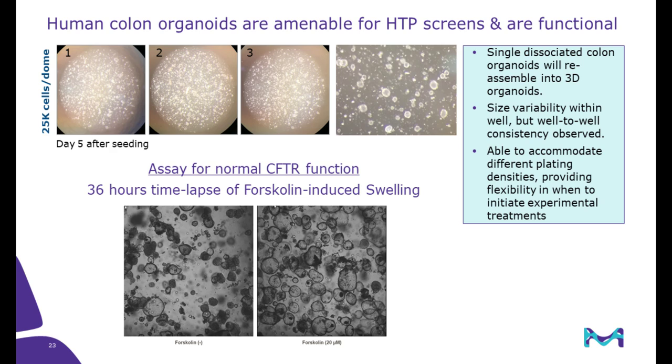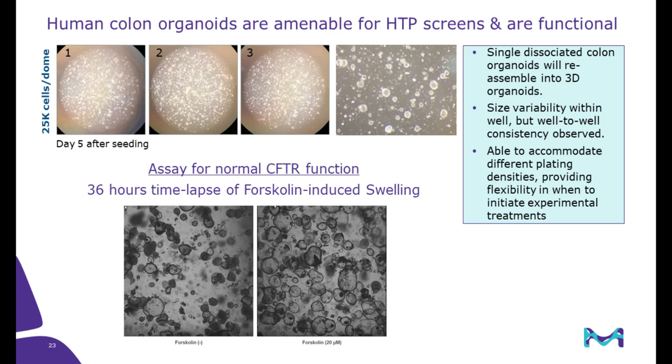For high throughput screens, it is important to have consistent well-to-well reproducibility. In this experiment, we dissociate colon organoids into single cells and plated them at 25,000 cells per dome. 5 days after seeding, we see that each well contains a dome with a similar number of viable cells. Single cell dissociated colon organoids will reassemble into 3D organoids as shown in the image on the right. There is size variability within wells, but well-to-well consistency is observed. Different plating densities are possible, thus providing flexibility in when to initiate experimental treatment.